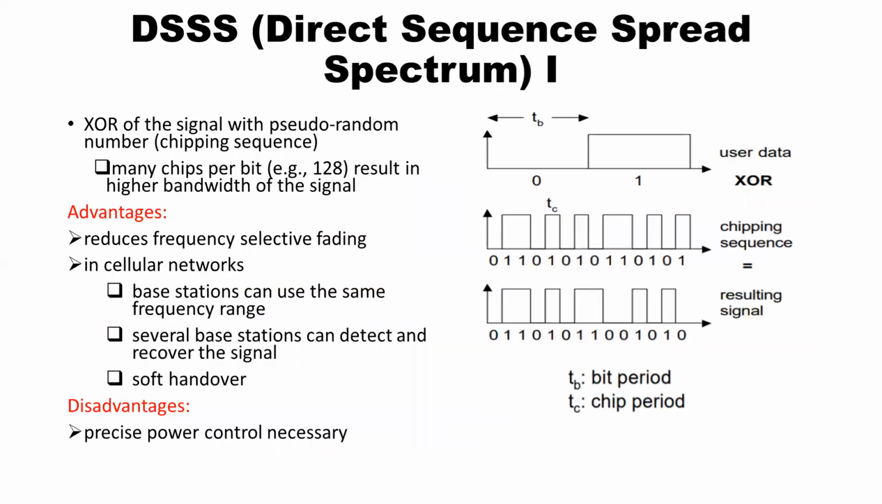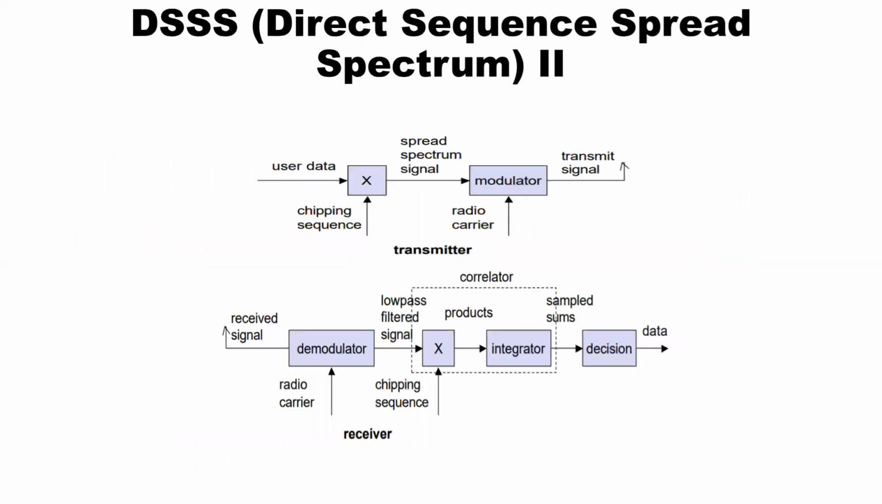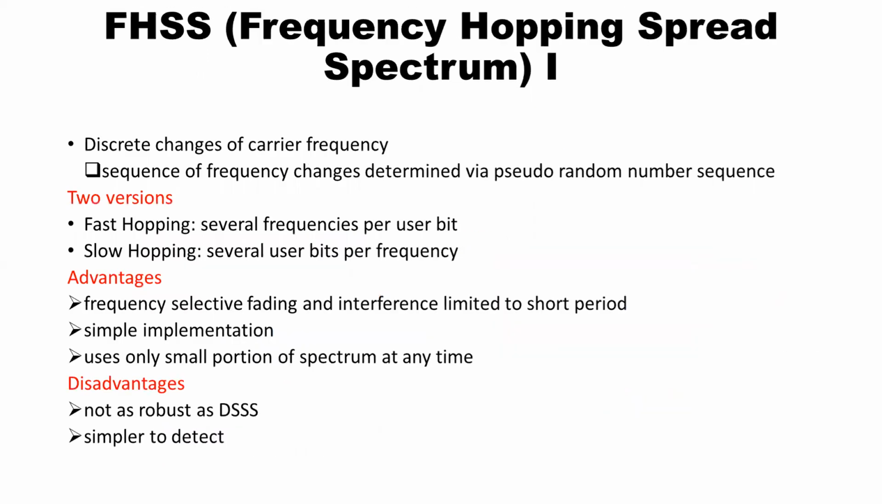DSSS, direct sequence spread spectrum: XOR of the signal with a pseudo-random number, the chipping sequence. Many chips per bit result in higher bandwidth of the signal. Advantages: reduces frequency selective fading, and in cellular networks base stations can use the same frequency range. Several base stations can detect and recover the signal. Soft handover. Disadvantage: precise power control necessary.